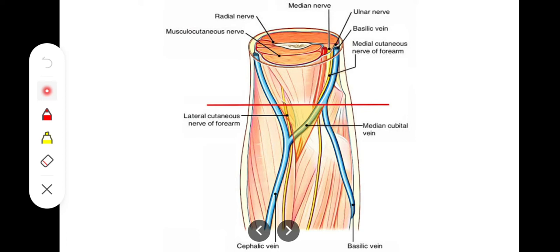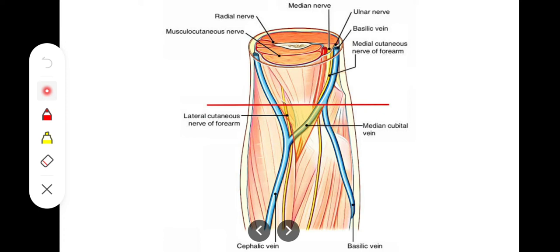Now there are certain structures present in the superficial fascia which will be forming again the roof of this fossa. Now these structures are, medially there is a basilic vein, laterally there is a cephalic vein, and accompanying the basilic vein medially there is the medial cutaneous nerve of forearm, and accompanying the cephalic vein laterally there is the lateral cutaneous nerve of forearm, which was a continuation of what, the musculocutaneous nerve, right? And there is a median cubital vein connecting the cephalic and the basilic veins as well.